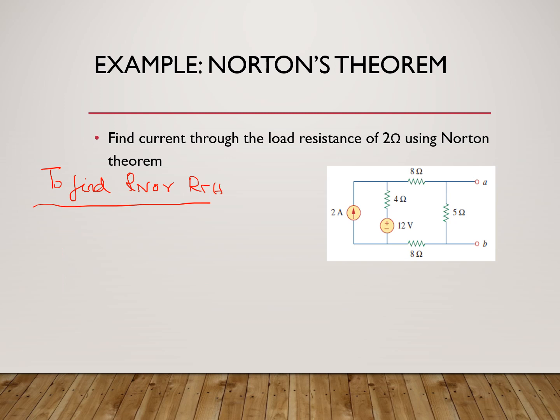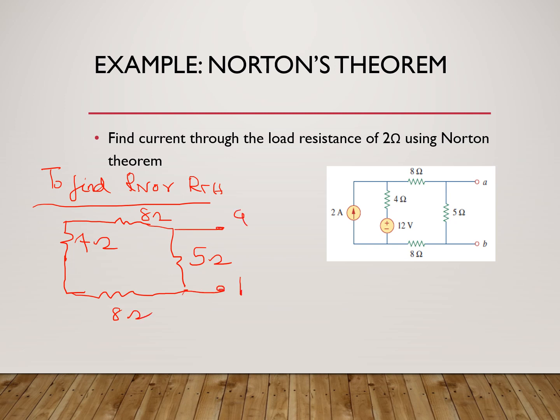So after open circuiting the current source, the 2 ampere part is gone. I'm left with the 4 ohm resistance, and this is the 12 volt. Then there is this 8 ohm resistance, the 5 ohm resistance, and there is also another 8 ohm resistance here, and these are the terminals AB. So be careful while doing this.